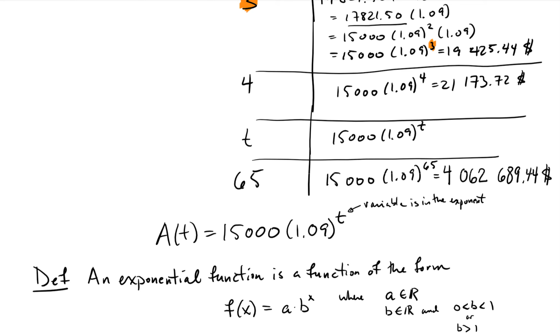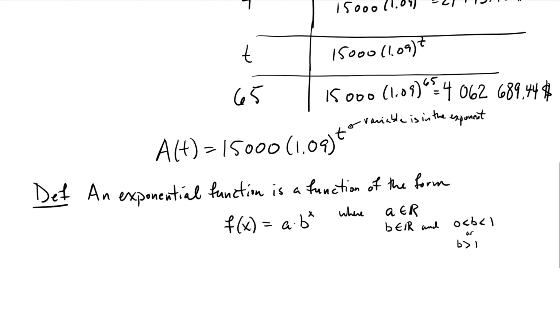The case where b is equal to 1 is uninteresting, because if you have a 1 to the x, that's just going to be a. So it would just be a constant function, which is somehow different from an exponential function. So we're going to consider cases where b is, you can think of it as a fraction, like a half, that's between 0 and 1, or something that's larger than 1, for example, 2, 3, 4, 5, etc.